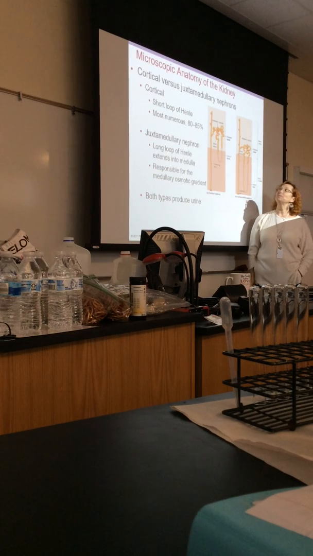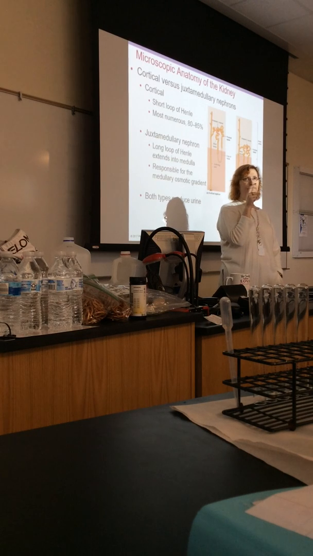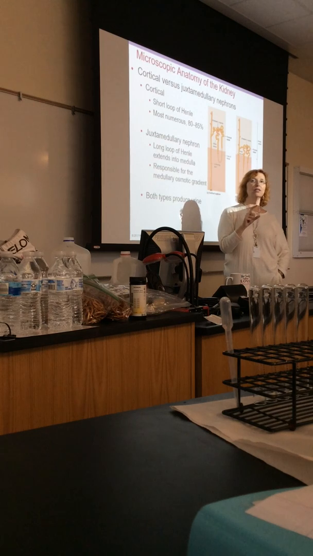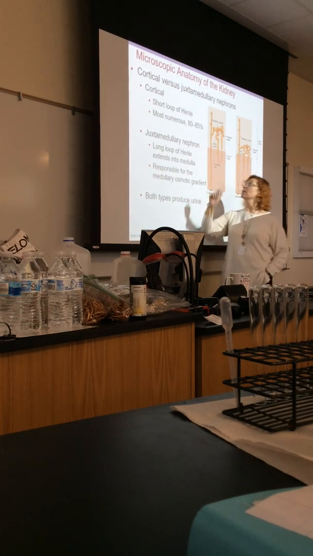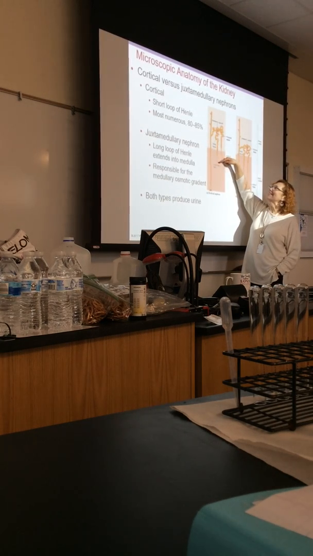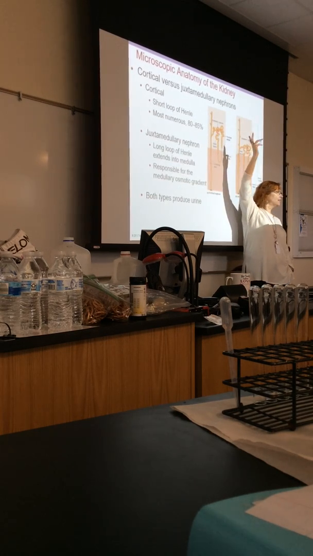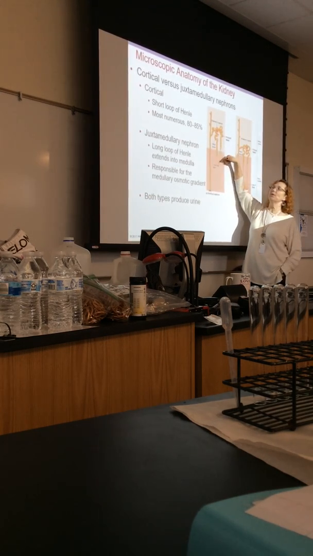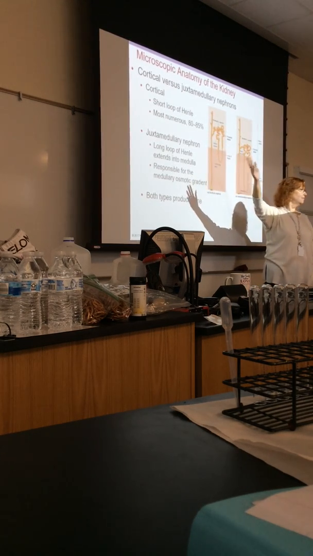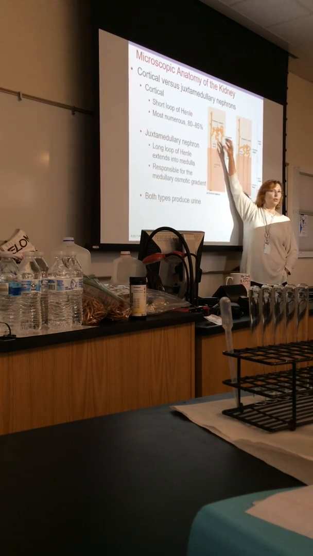juxtamedullary nephrons. Good job. Okay, cortical nephrons have a short loop of Henle, and about 80 to 85% of all nephrons are cortical nephrons. Cortical nephrons have a short loop of Henle, and a little bit of it tucks down into the medulla, but not a lot. In fact, some books don't even show it tucking down into the medulla. It depends on what book you read, okay? But overall, it's a very, very short loop.